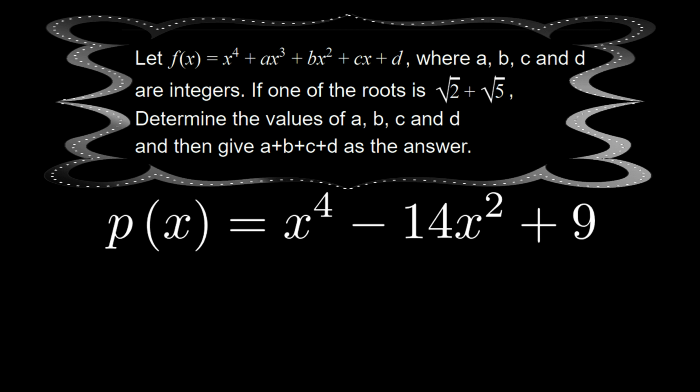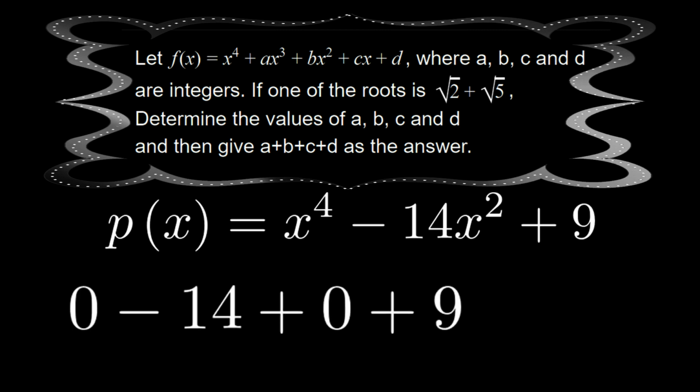Lastly, we can't forget to format our answer. A plus b plus c plus d is 0 minus 14 plus 0 plus 9, which gives us a final answer, and that is negative 5.